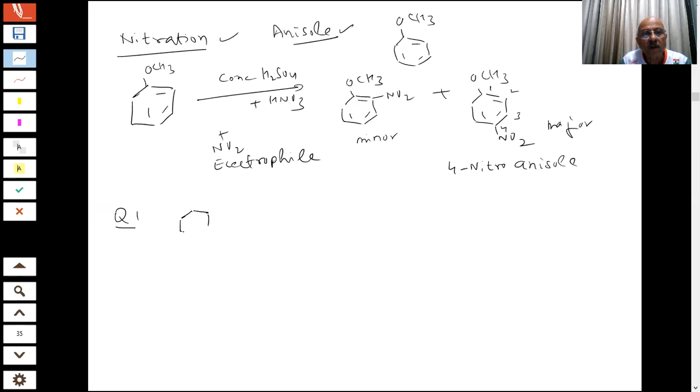Question. You are given, student, OC2H5. So this is ethoxybenzene. Here they ask you a question, write the products. Question 2. They asked this question in the paper, students. OC2H5, concentrated HNO3, H2SO4.